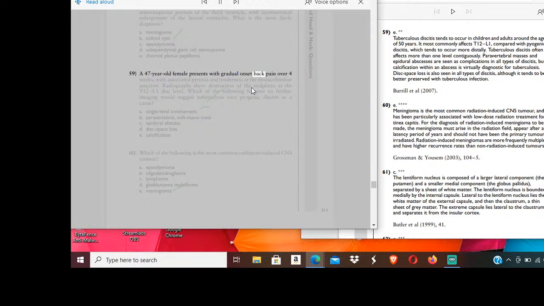A 47-year-old female presents with gradual onset back pain over 4 weeks, with associated pyrexia and tenderness at the thoracolumbar junction. Radiographs show destruction of the end plates at the T12-L1 disc level. Which of the following features on further imaging would suggest tuberculous over pyogenic discitis as a cause?